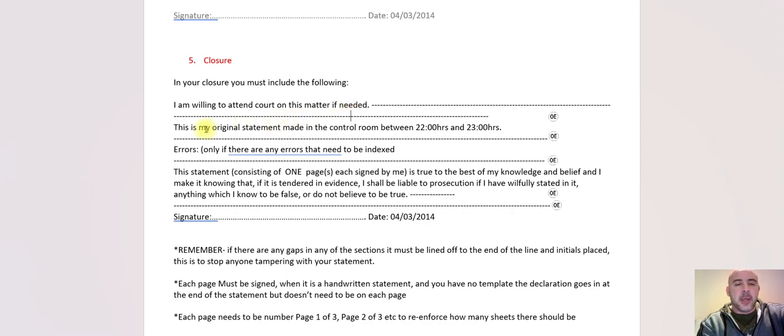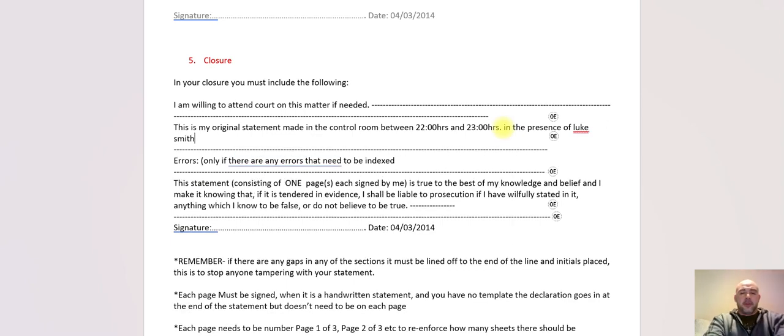So it could be, this is my original statement made in the control room between 2200 hours and 2300 hours, and you could put it in the presence of, let's say, Luke Smith. Okay, so Luke Smith. Then obviously what I'm doing here, guys, is I'm lining it off, and that was just to demonstrate to you that whenever you do a statement, especially a written one, because with written ones people can pick it up and add stuff in, can't they? So you always line off if there are gaps to the end.